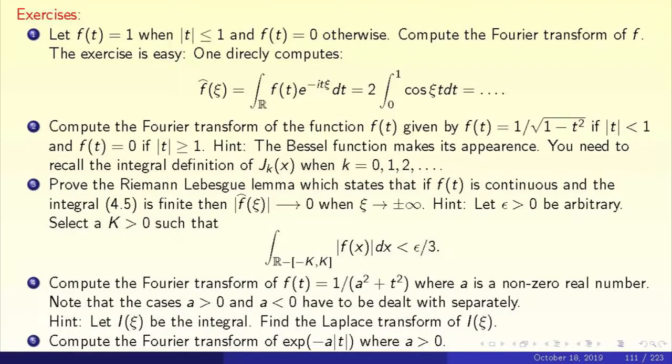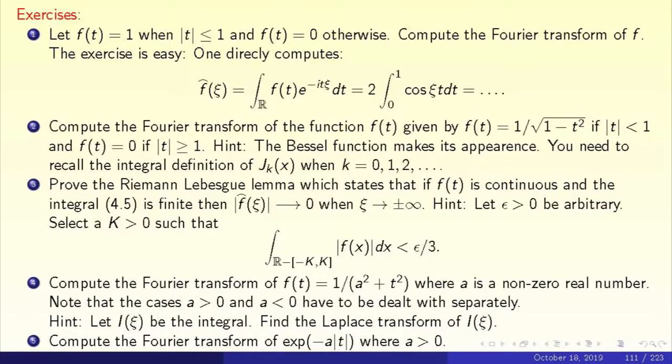We can straight away integrate this. It becomes sin χt by χ. Put in the limits 0 and 1. At the lower limit sin 0 is 0. At the upper limit you get sin χ by χ. So the Fourier transform of this function is what? Twice sin χ by χ. That was an easy exercise and I completely solved it.